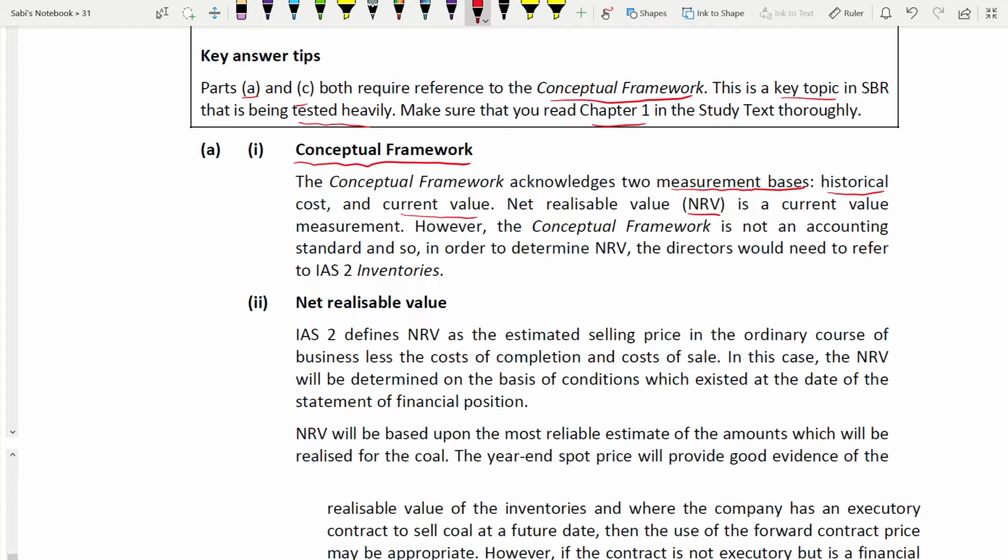But net realizable value, what is it? That you need to define. So net realizable value is the current value measurement, right? It is the current value. It is the second one.